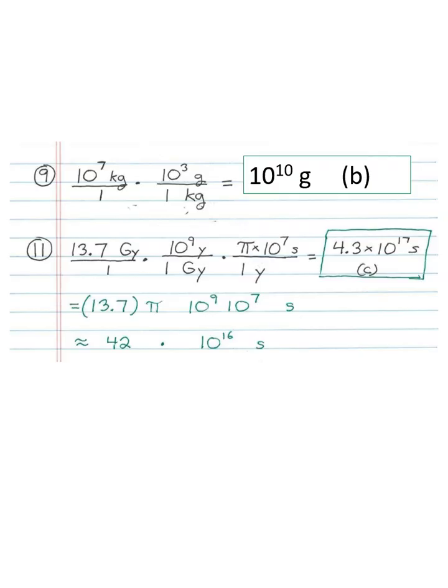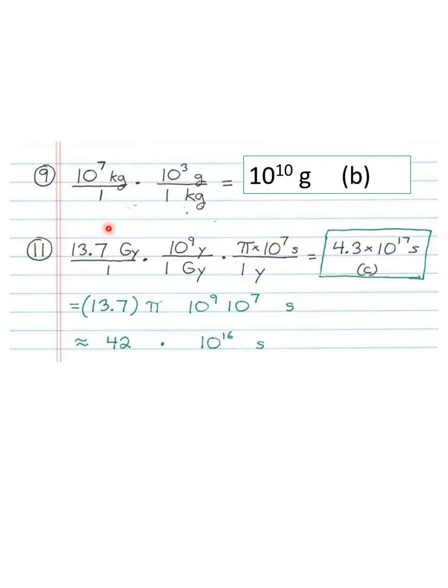We start with number 9, a multiple choice question. It says 10 million kilograms can be written as which of the following numbers of grams? So we'll start with the given information. 10 to the 7th, that's 10 million kilograms.